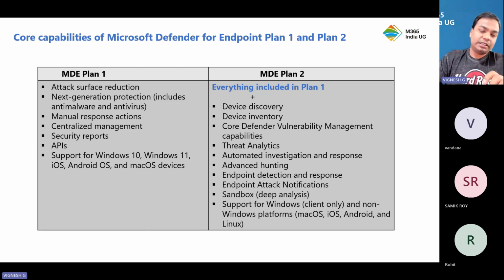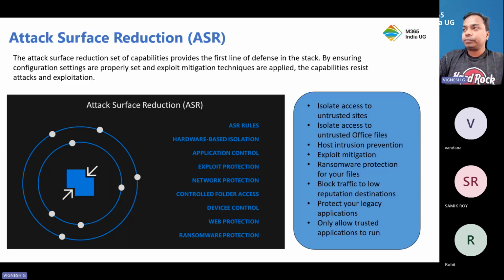So in today's session, as I said, our core focus is going to be completely on attack surface reduction. So let's get started. What is attack surface reduction? As the name itself says, when I say attack surface, it basically means these are the areas which are prone to attack in your environment, specific to endpoints. When I say attack surface reduction, it means how you can reduce this. The attack surface reduction set of capabilities provides the first line of defense in the stack by ensuring configuration settings are properly set and exploit mitigation techniques are applied. The capabilities resist attacks and exploitation.